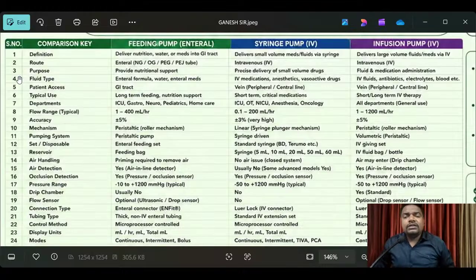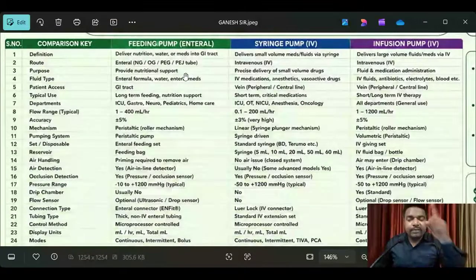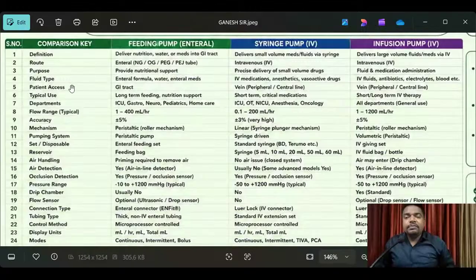Come on. Third point, see here, purpose. Purpose comparison key. So when it comes to the enteral feeding pump, the third point is to provide nutritional support. Okay, keep it in your mind. First point, see, purpose: provide nutritional support when it comes to the feeding pump.